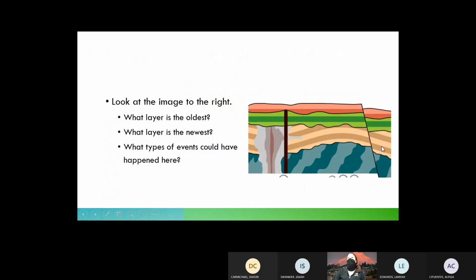So looking at this image at the right, tell me what layer's the oldest. The blue one here down at the bottom. And then which one would be the youngest or the newest layer? The reddish one, yeah, the top one. And then what kind of weird things or events do you see happening in this picture? There's many.